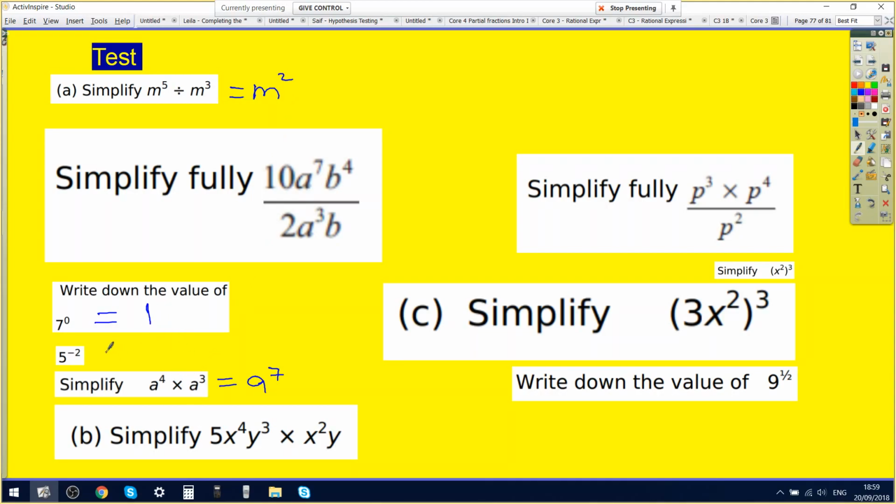Do you remember how to do 5 to the minus 2? How you do that one? So what question is this? This one down here. So these are all just past exam questions that I took out. 5 to minus 2.